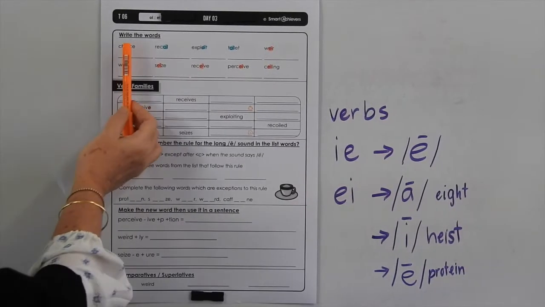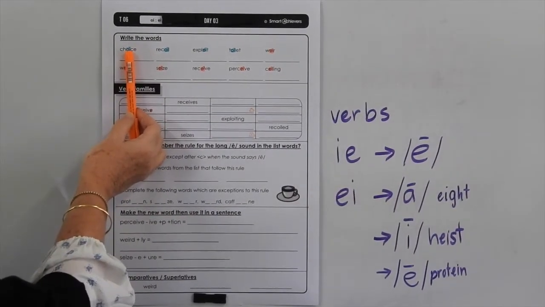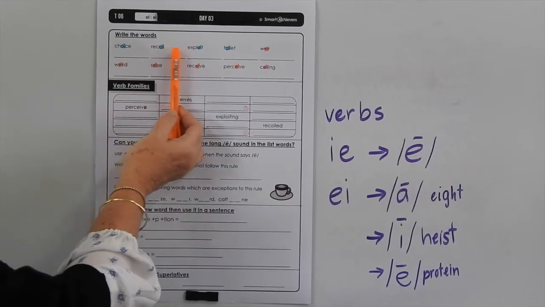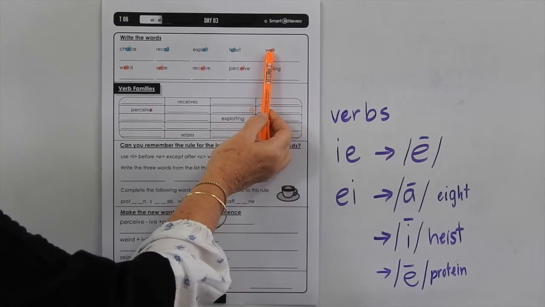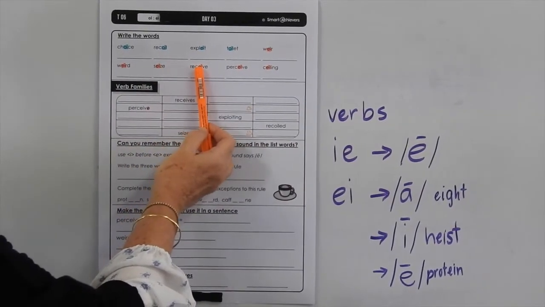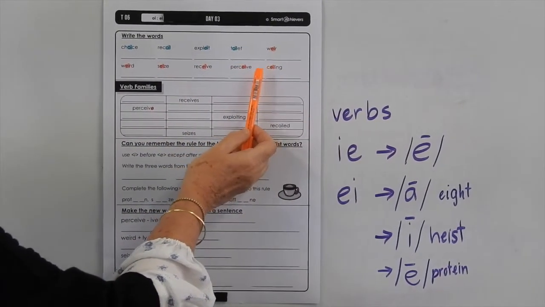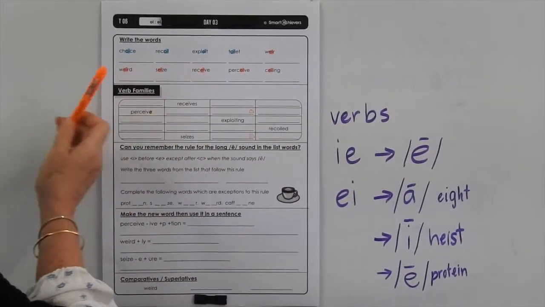In these words we've got the OI making the oi sound in the middle of these words: choice, recoil, exploit and toilet. And then we've got the EI in weir, weird, seize, receive, perceive and ceiling. So you can go through and highlight those.